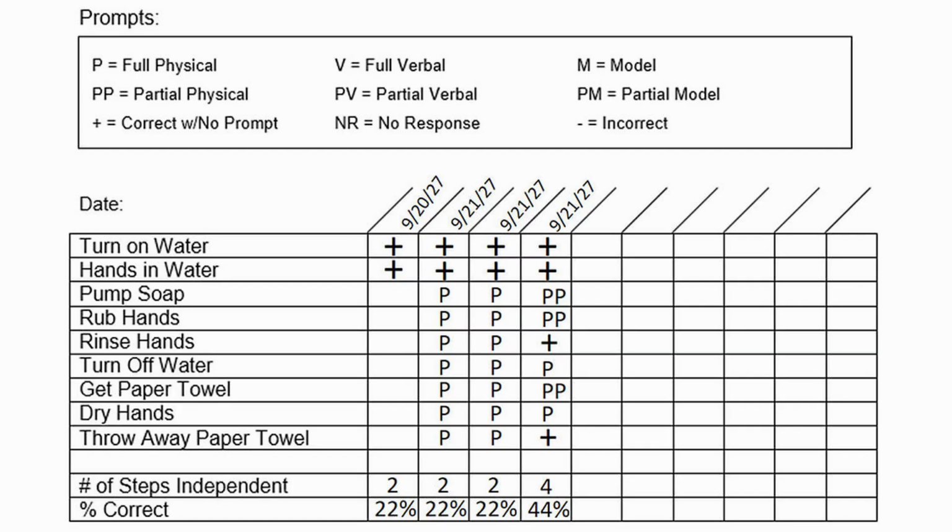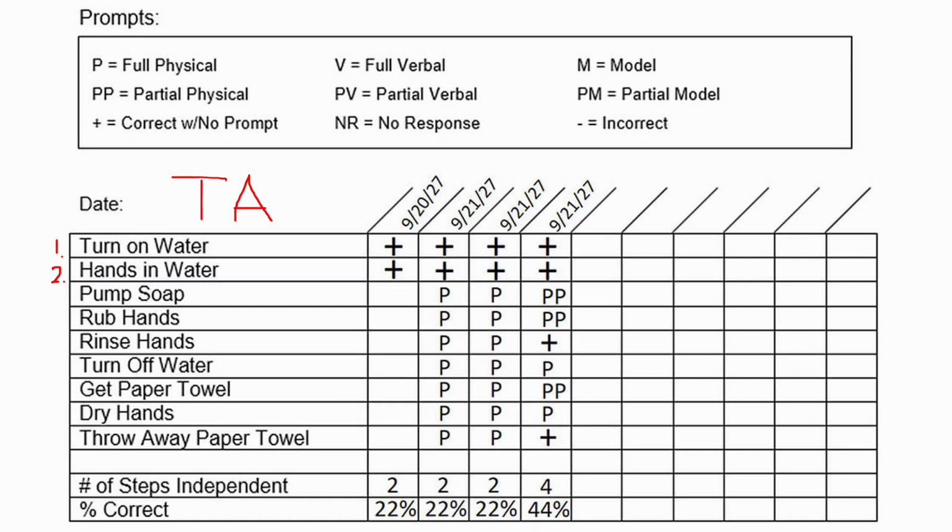So here is another example of a task analysis, or a TA, which I didn't mention earlier, but an abbreviation that we use in the field for task analysis is TA. So you'll hear this term often, and you should be familiar with it if you plan on being in the field. This is just an example of a task analysis. We have our different steps that make up the behavior chain. This is a task analysis for hand washing, or a TA for hand washing, right? First, we turn on the water, then we put our hands in the water, then we pump soap, then we rub hands, then we rinse hands, then we turn off water, get paper towel, dry hands, throw away paper towel.